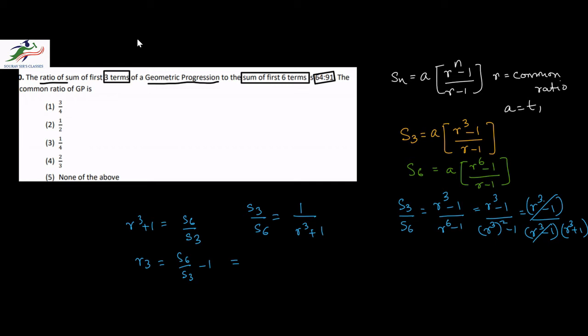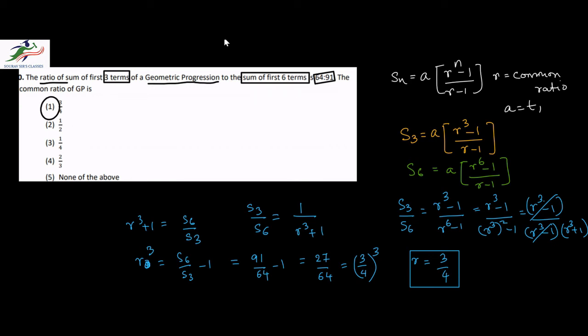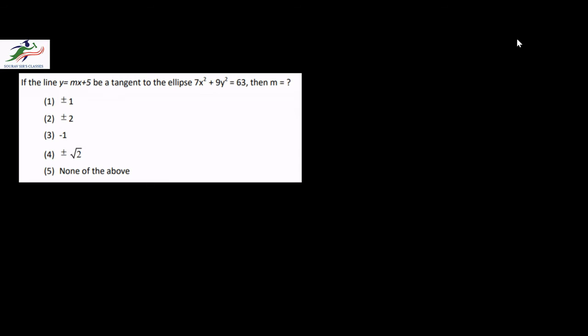Now S3 by S6 is given as 64 by 91. So S6 over S3 would be 91 by 64 minus 1, which is 27 by 64. That is 3 by 4 whole cube. So r is equal to 3 by 4. So we see that option 1 gives us r equal to 3 by 4 and is the correct choice.